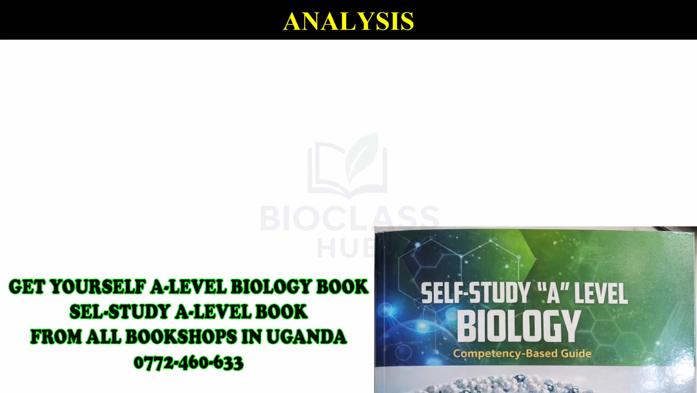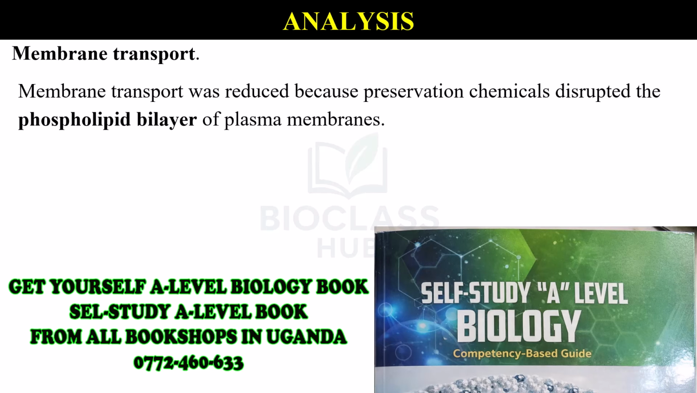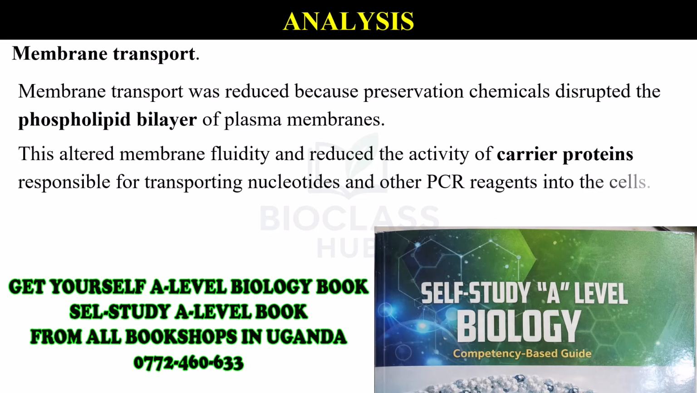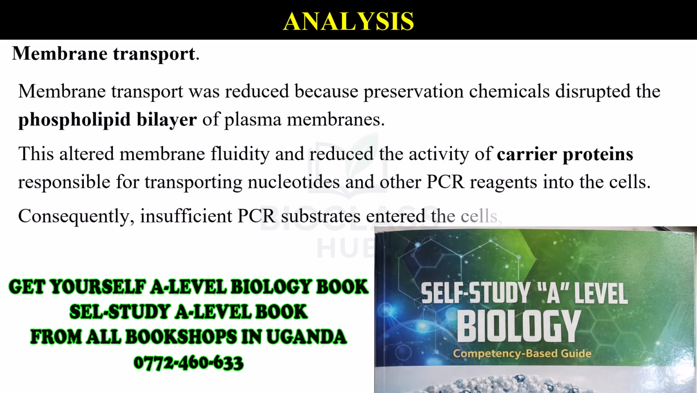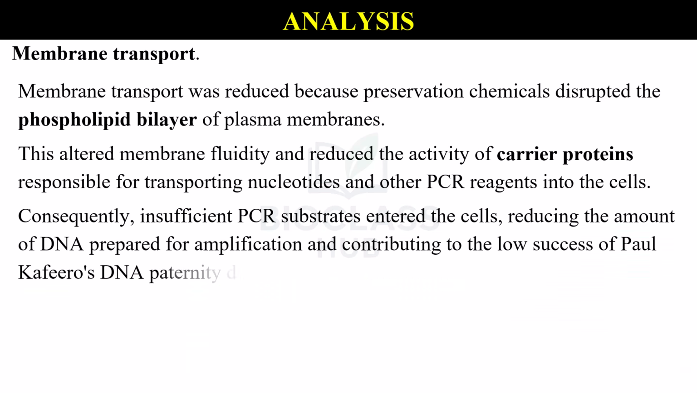Membrane transport. Membrane transport was reduced because preservation chemicals disrupted the phospholipid bilayer of plasma membranes. This altered membrane fluidity and reduced the activity of carrier proteins responsible for transporting nucleotides and other PCR reagents into the cells. Consequently, insufficient PCR substrates entered the cells, reducing the amount of DNA prepared for amplification and contributing to the low success of Paul Kafeero's DNA paternity determination.